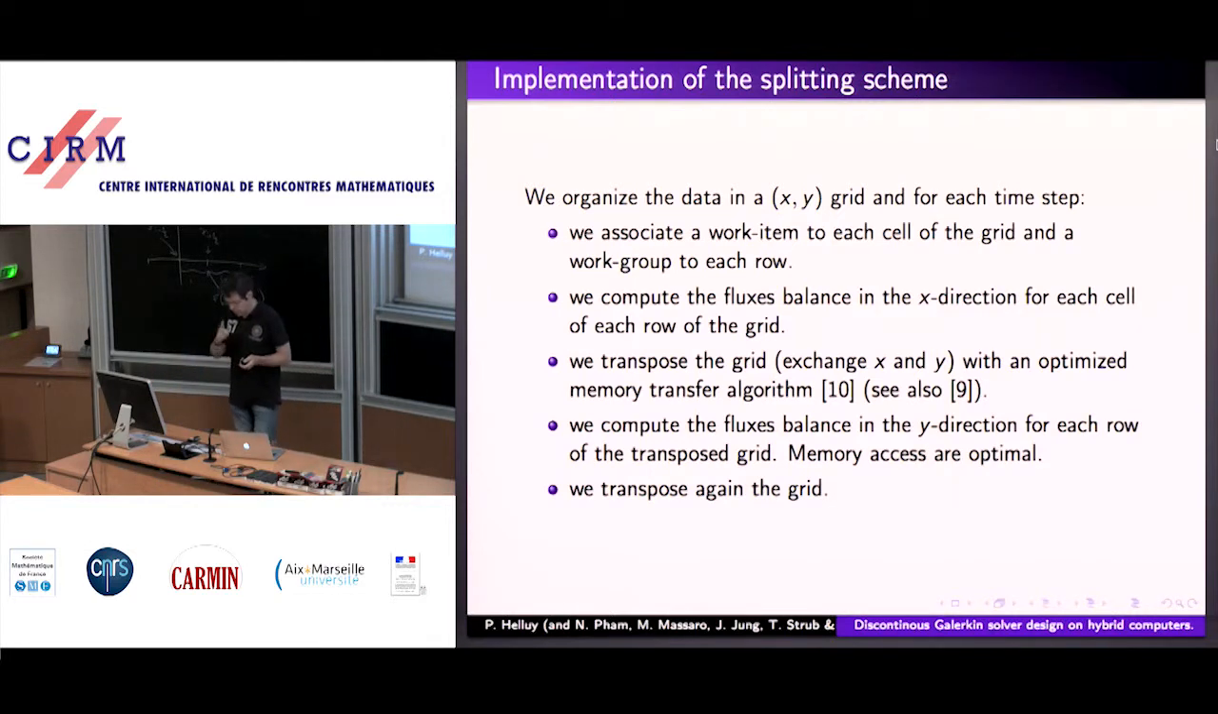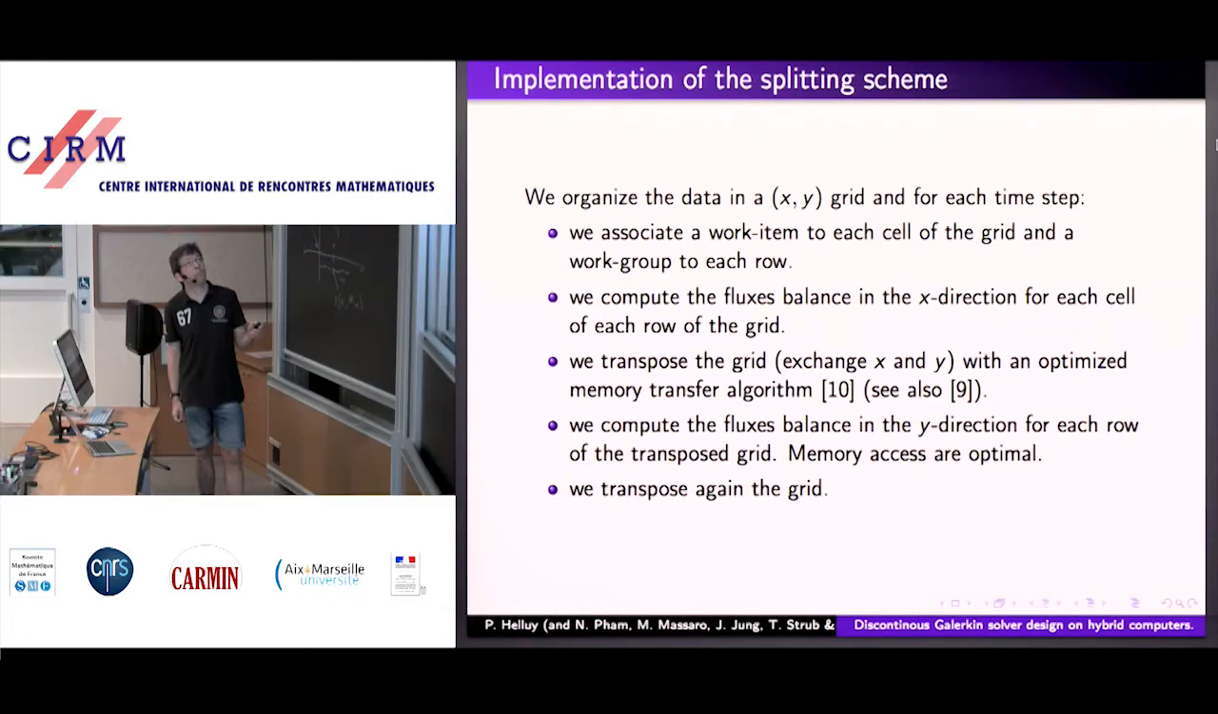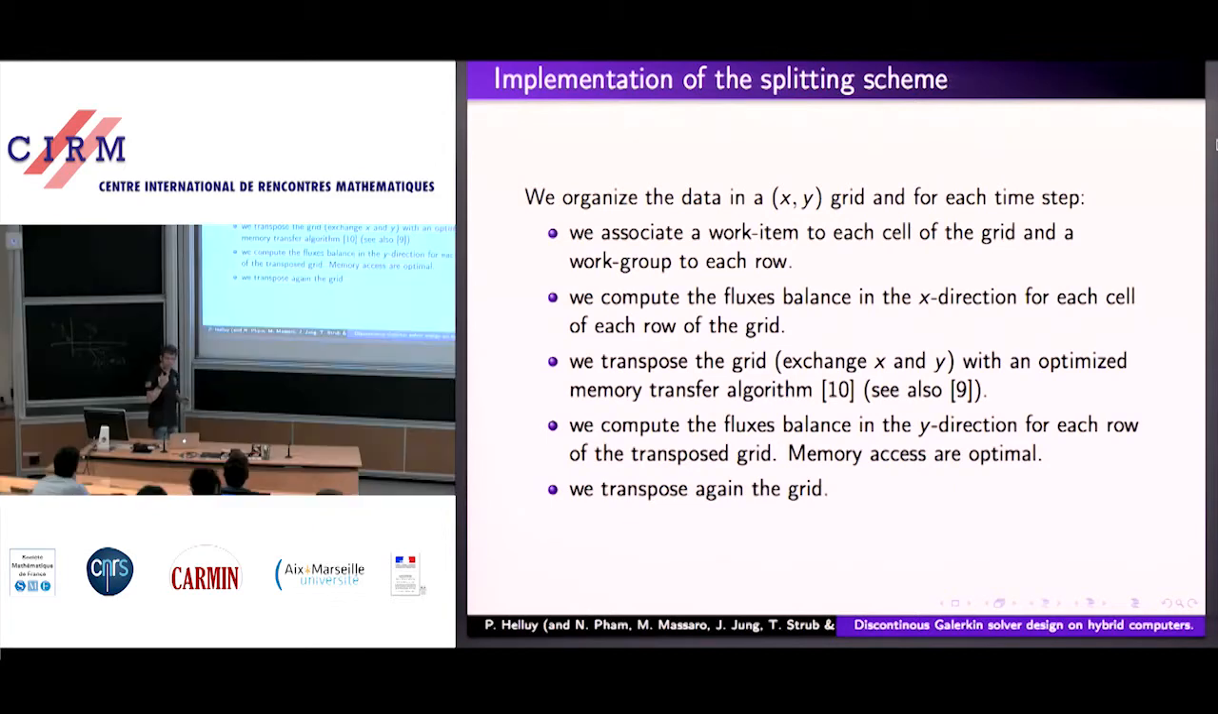Because our data are aligned in memory, because we have put the data in a matrix in the memory, the computation of the flux balance in the x direction is perfectly organized, and you have optimal access to the memory. Then we have to transpose the grid. It's simply a matrix transposition: we exchange the x and the y direction. And then we compute again the flux in the y direction, and we can use the same algorithm because we have exchanged x and y.